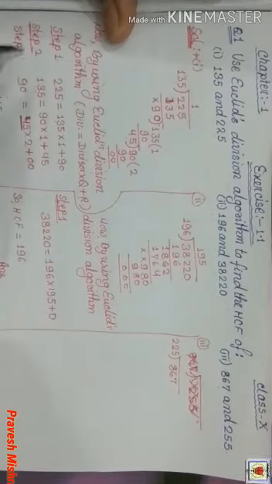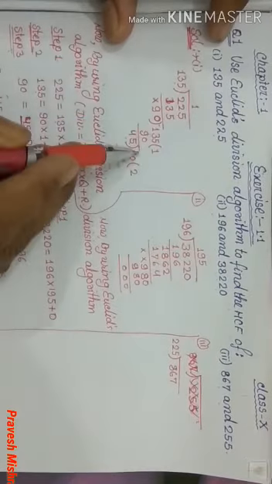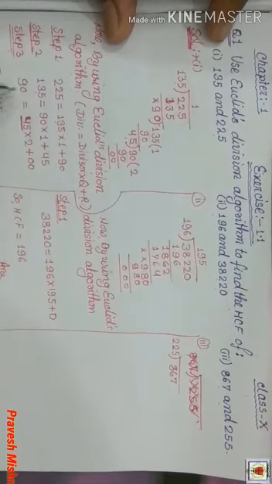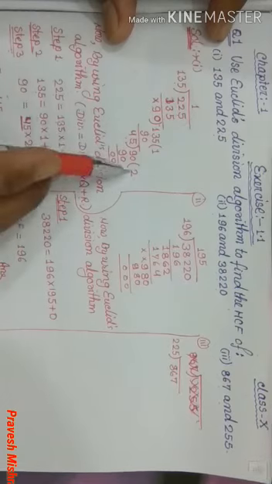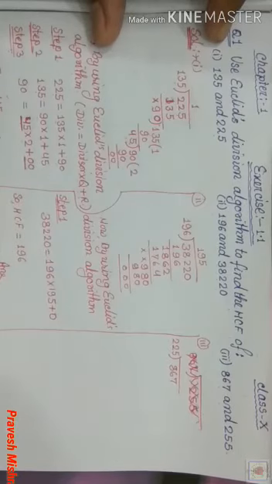In the third step, here is your third step: 90 is the dividend, 45 is the divisor, 2 is the quotient and the remainder is 0. So your HCF will be 45.